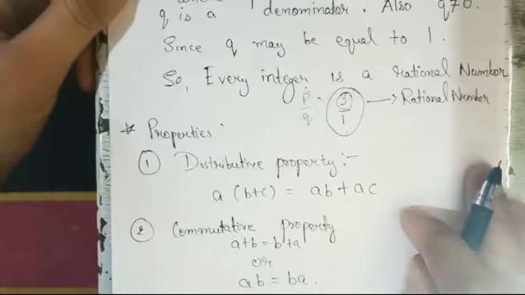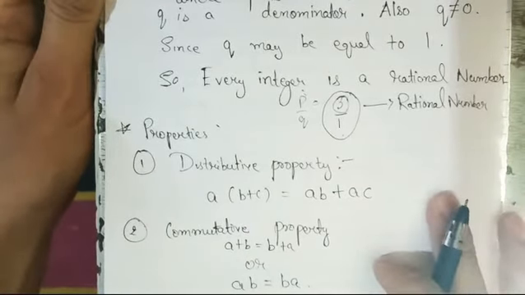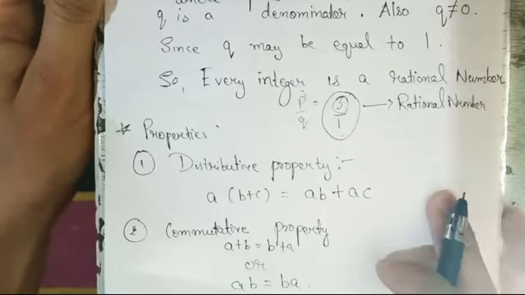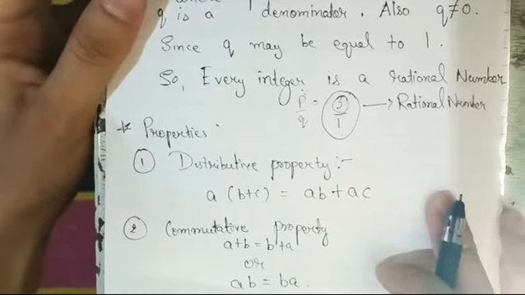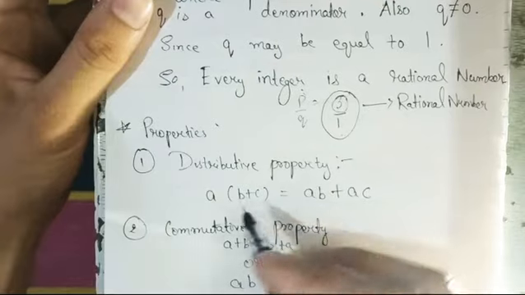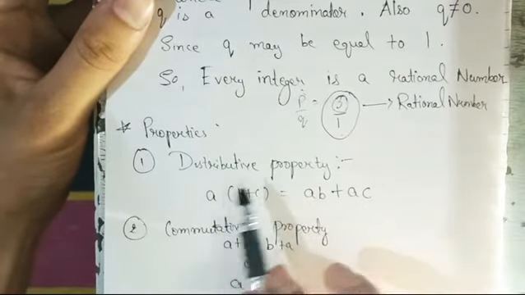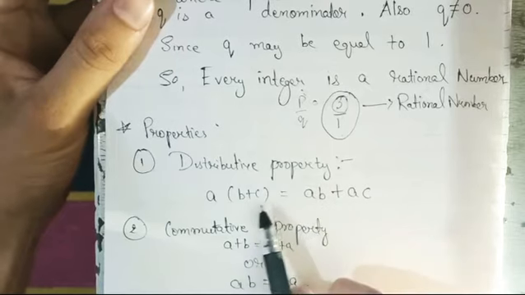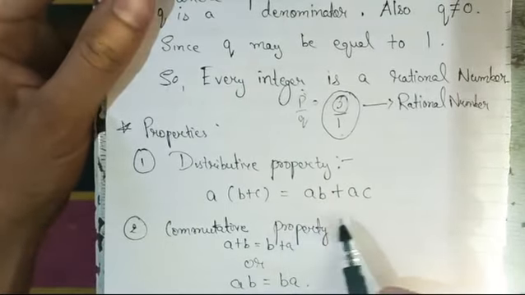Now proceeding, firstly we will discuss the properties of rational numbers, the properties that are used in solving the questions based on rational numbers, that you must know. Then we will proceed towards the questions. So first of all, the first property is the distributive property. What is it? Distributive property in which a into (b plus c) is equal to ab plus ac.